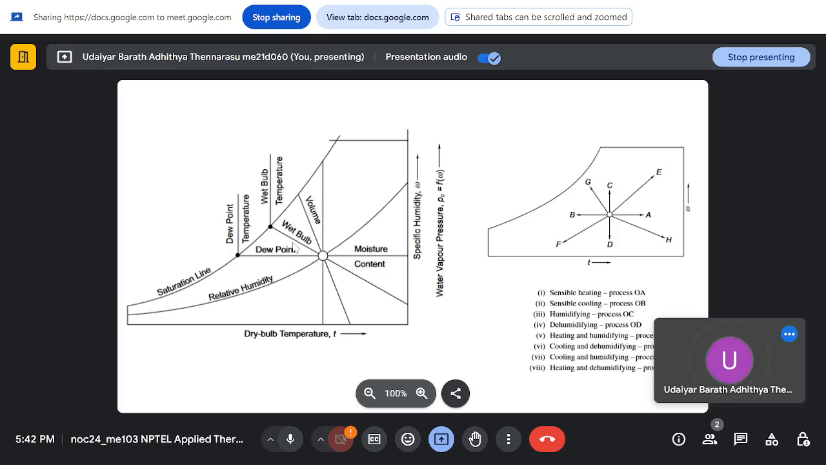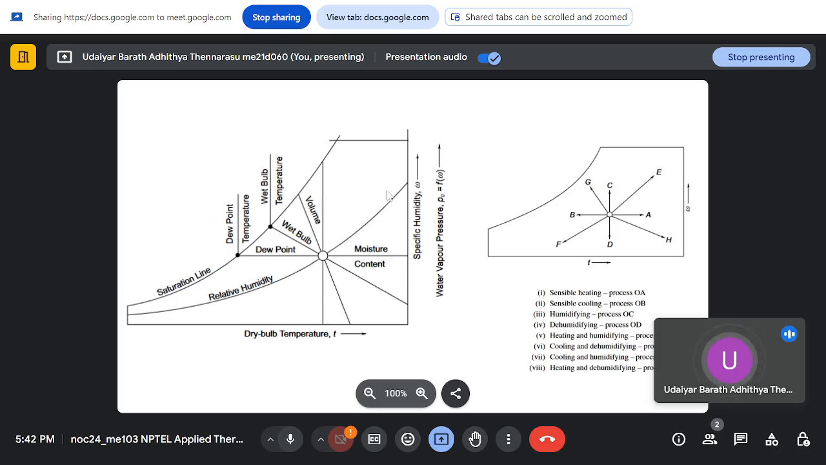Wet bulb temperature is when you have dipped a wick, and the air, when you are rotating it, comes into equilibrium. There is a mass transfer and energy transfer, and it comes into equilibrium. So when the thermometer shows that temperature, it's called the wet bulb temperature. And you have this constant wet bulb line, which will be parallel to the enthalpy lines.